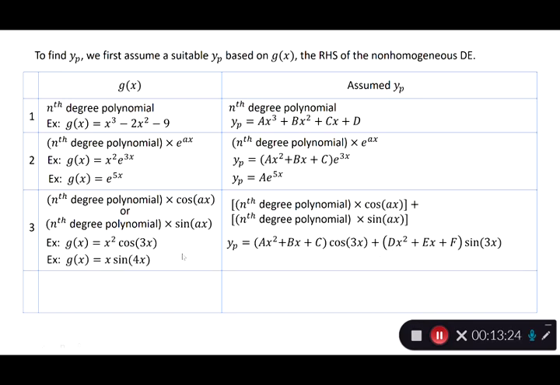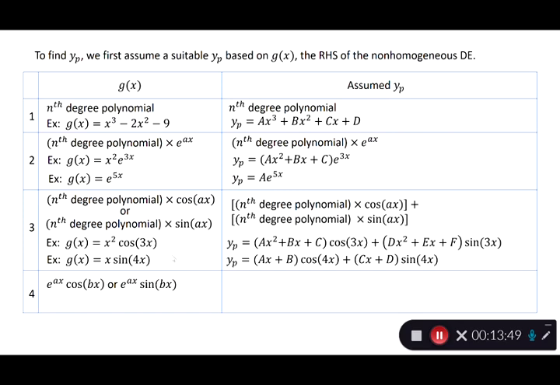Cool. I'm sure you can guess this one. First degree polynomial times sine of 4x. So y sub p should be a first degree polynomial times cosine of 4x plus a first degree polynomial times sine of 4x. As simple as that. Cool. All right.